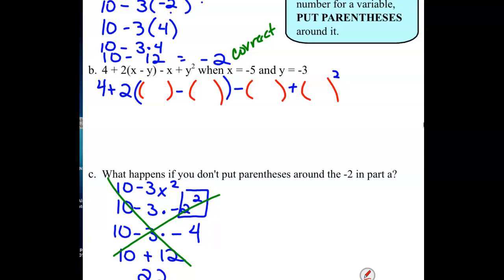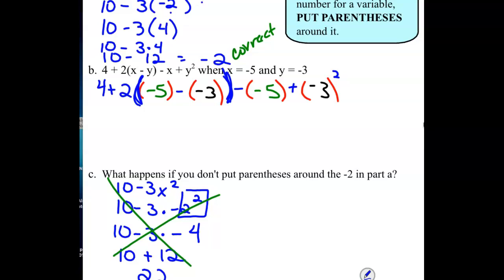Okay? So now when I go to dump values in, we know that x is negative 5, and there were 2 of those. And we know that y is a negative 3. There were 2 of those. Now I can go through and try to simplify all this. Make sure I follow order of operations, which says start with those parentheses. So I'm going to start with these.